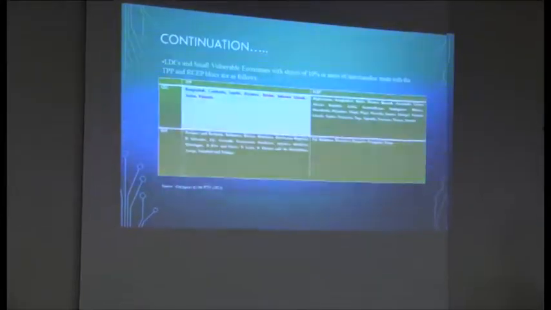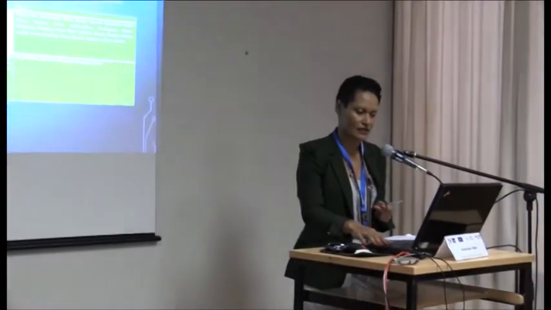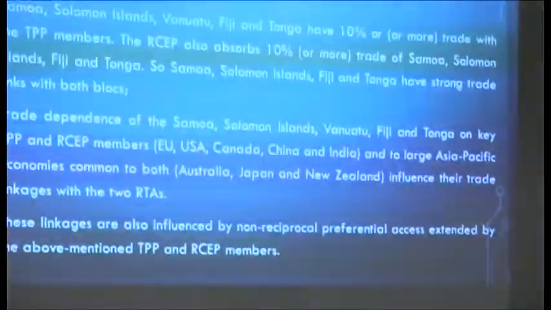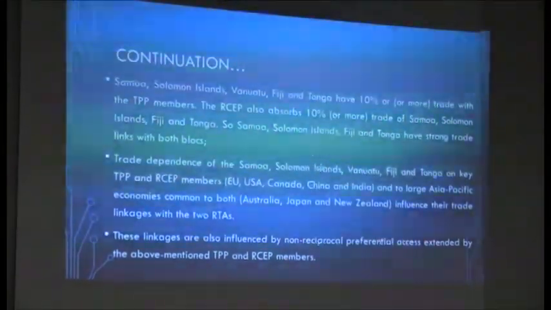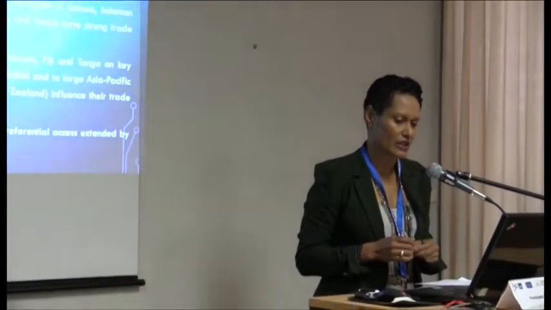So the LDCs and small vulnerable economies with shares of, well, I've mentioned this earlier on. So in terms of the specific countries, if we were to summarize the potential impact of the TPP and what could potentially come out of our RCEP for these small vulnerable economies and LDCs in the Pacific, then we are specifically looking at Samoa, Solomon Islands, Vanuatu, Fiji, and Tonga, who have 10% or more trade with the TPP members.